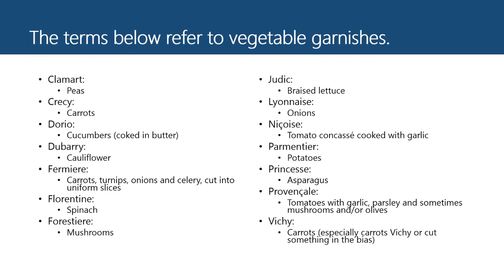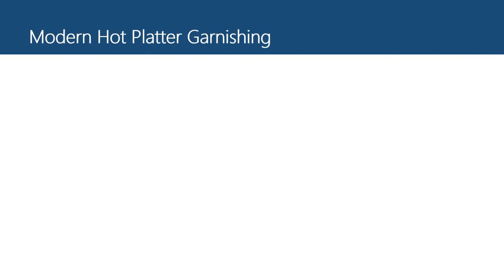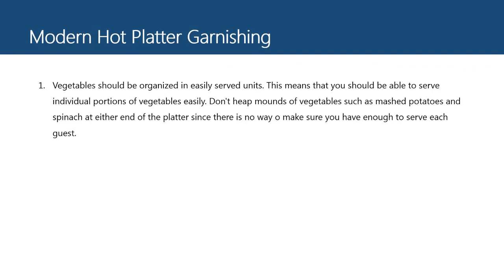So these are French terms that refer to a garnish such as different types of vegetables. This is slightly deep, so we don't need to discuss this further. Modern hot platter garnishing. Vegetables should be organized in easily served units. Basically, dapat naka-portion properly mga side dish natin and garnishing para hindi tayo nag-over or under portion. Para enough din sa serving size ng ating food.